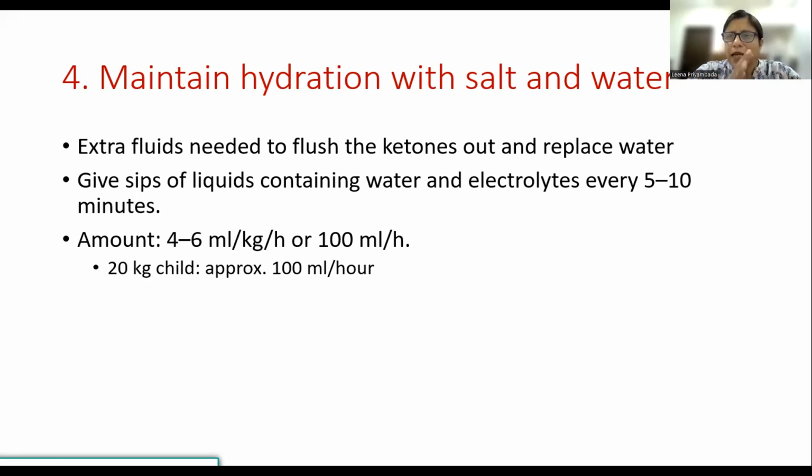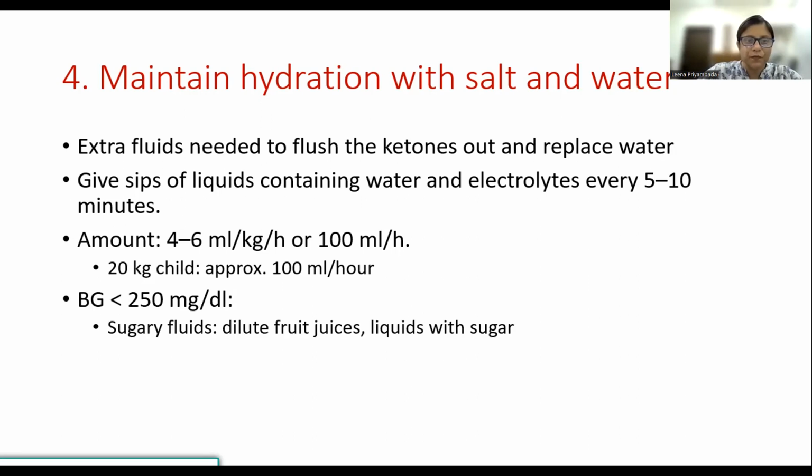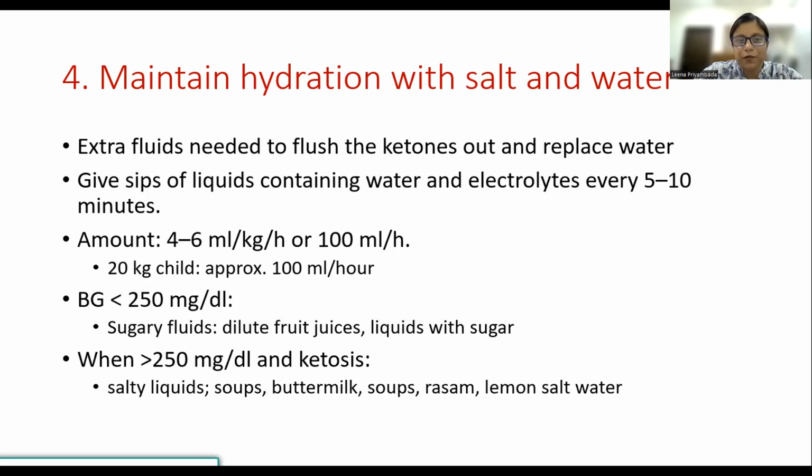The approximate quantity is around 5 ml per kg per hour. So approximately 100 ml per hour. If it is a big person, maybe 150 to 200 ml per hour. Generally, people will be a little thirsty anyway. It is good to give the fluids. So as I said, if blood glucose is low, sugary fluids. If blood glucose is high, you will give salty liquids.